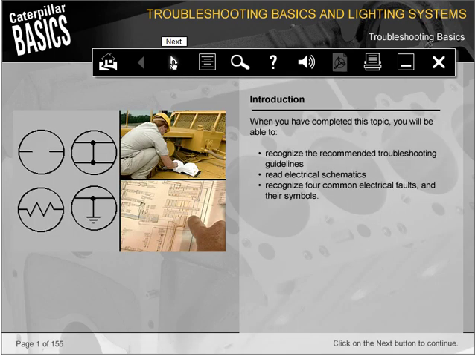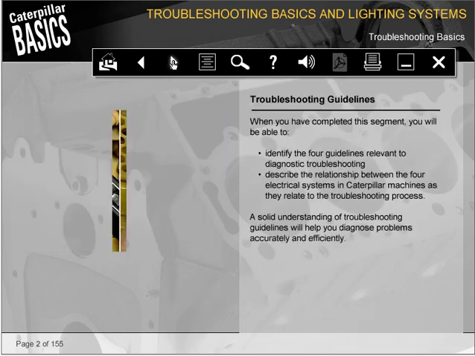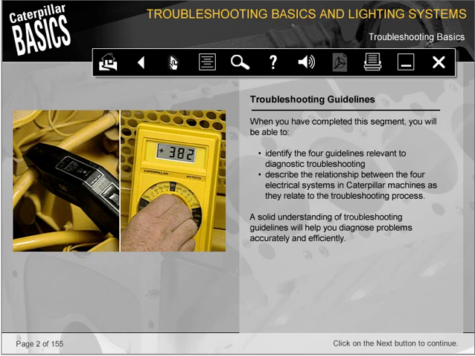When you've completed this topic, you will be able to recognize the recommended troubleshooting guidelines, read electrical schematics, and recognize 4 common electrical faults and their symbols. When you have completed this segment, you will be able to identify the 4 guidelines relevant to diagnostic troubleshooting and describe the relationship between the 4 electrical systems in Caterpillar machines as they relate to the troubleshooting process.